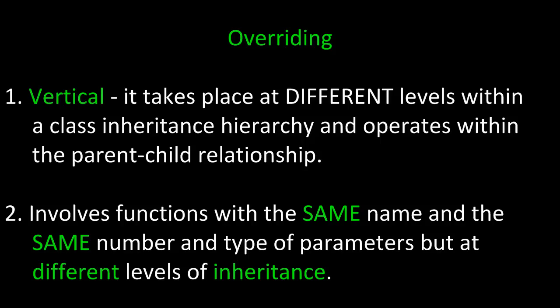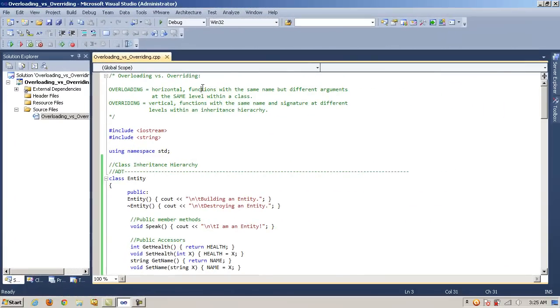Overwriting is vertical. That is, it takes place at different levels within a class inheritance hierarchy and operates within the parent-child relationship. It involves functions with the same name and the same number and type of parameters, but at different levels of inheritance. Today we're going to take a look at overloading versus overwriting.